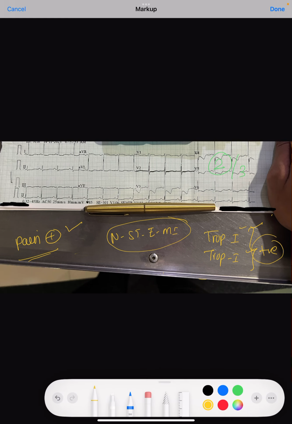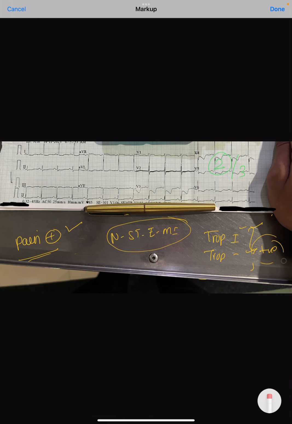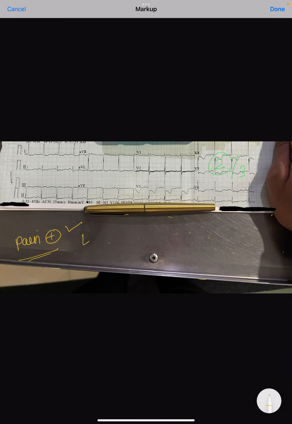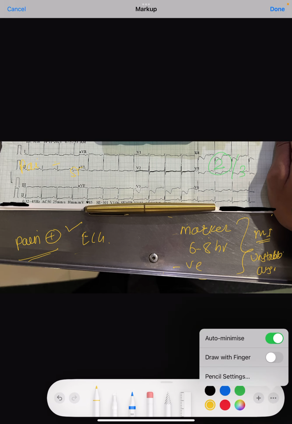If the patient does not have cardiac biomarkers positive, and the patient has presented with chest pain and has these ECG changes, but the markers you have repeated after 6 to 8 hours and they still come negative, then it means it is not MI, then it is basically unstable angina. So it's very simple. Pain and ST elevation in more than 2 consecutive leads.